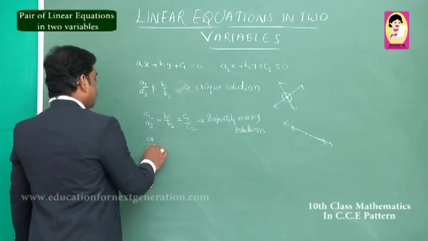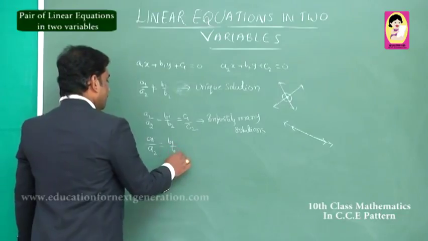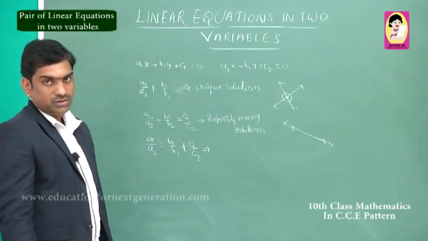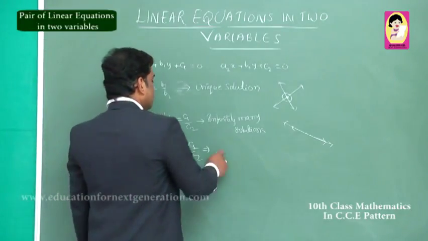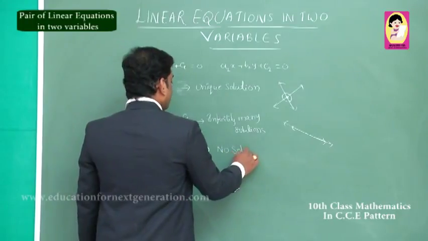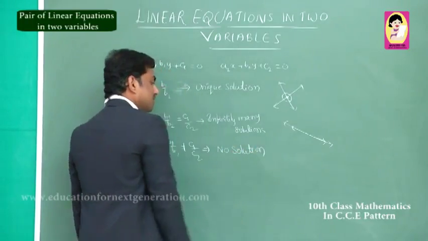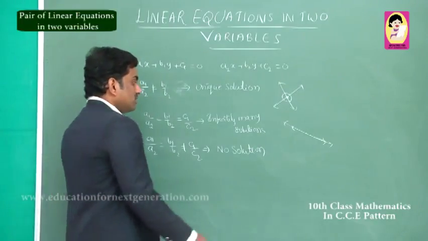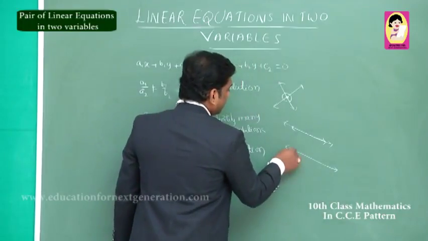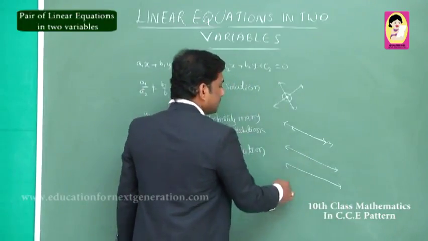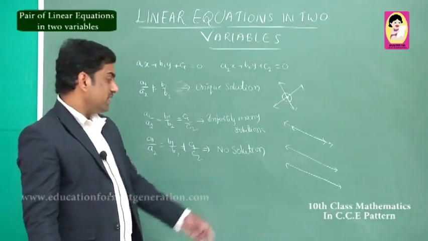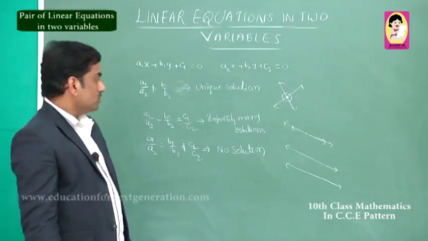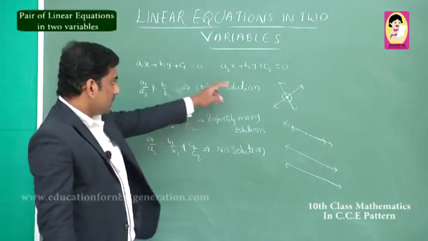Suppose a1 by a2 is equal to b1 by b2, but it is not equal to c1 by c2. In this case, the two lines do not have any solution. It means the given lines are parallel lines, because they are not intersecting anywhere. This is line number 1 and this is line number 2. Both the lines are not intersecting anywhere. If they do not intersect anywhere, there is no possibility of getting a solution. So these are the three different cases between the two linear equations.